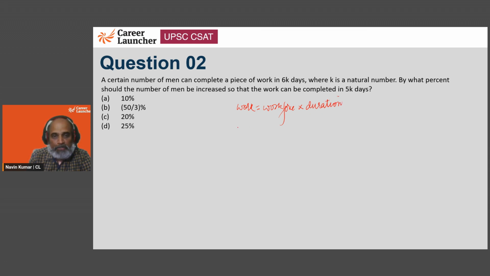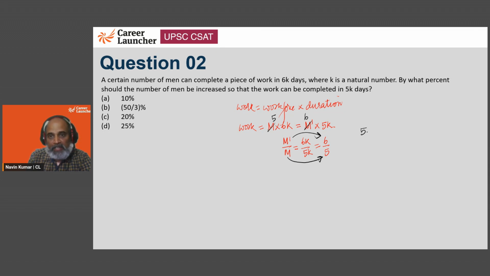So if we talk about this particular problem, the work can be written as a certain number of men, let's call it M, they can complete a piece of work in 6k days. And the number of men now, let's call it M dash, it can complete in 5k days. So from here, we can calculate M dash upon M is equal to 6k upon 5k, which is going to be 6 upon 5. So that means if we compare here, we can say that initially there used to be 5 men working, and now there are going to be 6 men working.